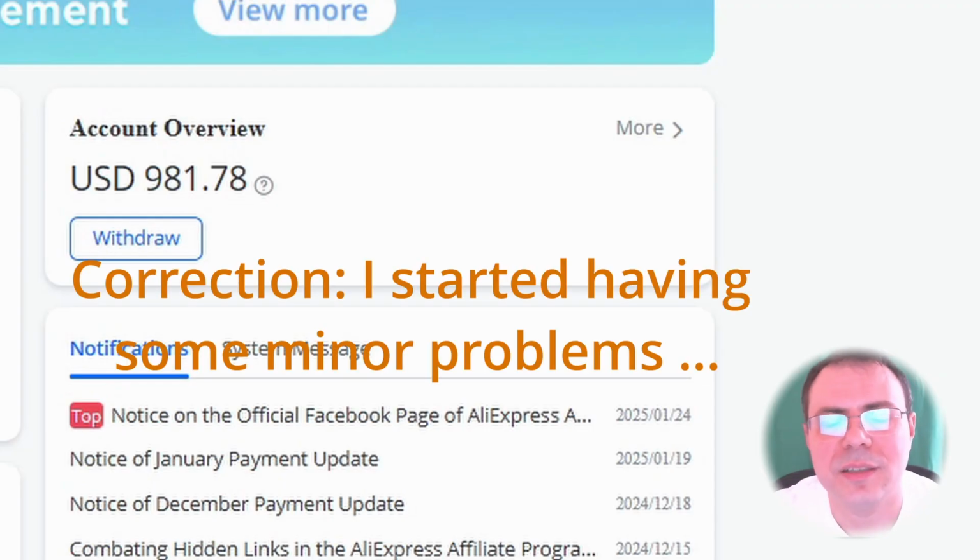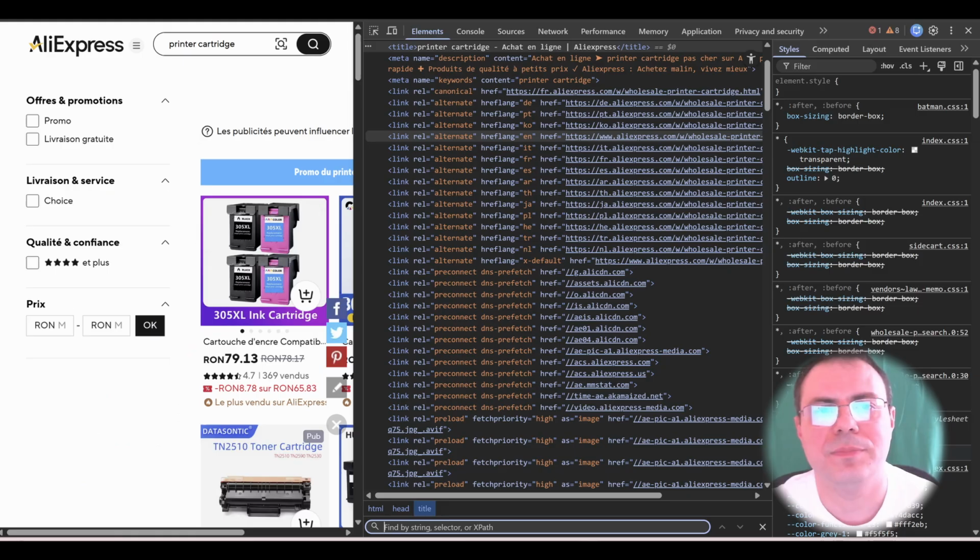Early on, I started having some minor problems. Now and then, AliExpress would change the CSS of the page, which caused my extension to malfunction or even not work at all. Well, initially there were only minor problems I could fix, let's say, in 1 or 2 days.